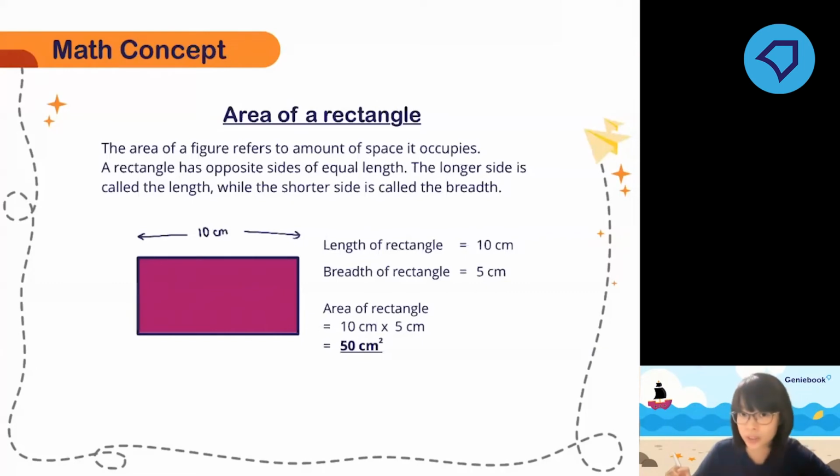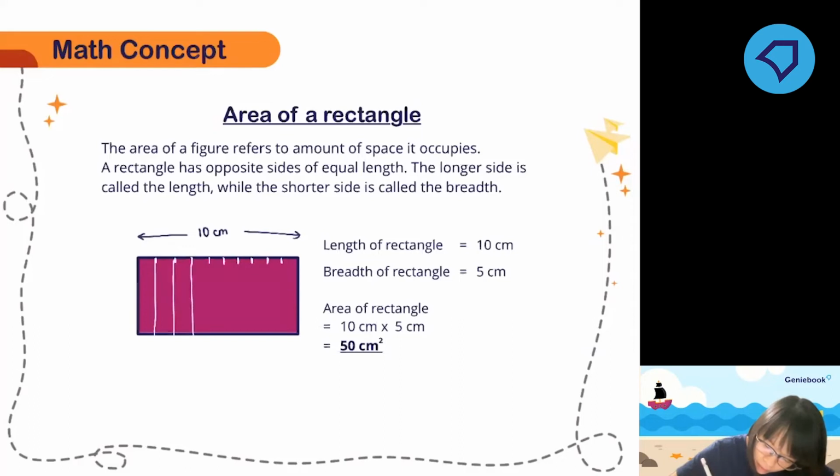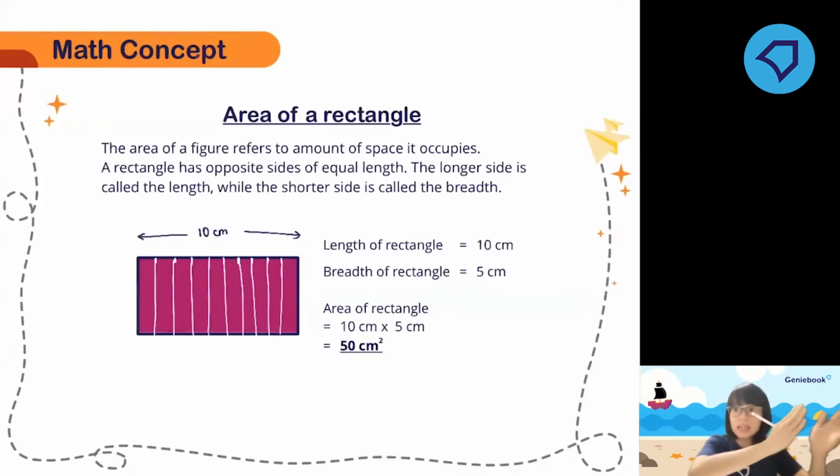So let's draw. I'll try to draw, might not be very accurate. So 1, 2, 3, 4, 5, 6, 7, 8, 9, 10. Okay, so everything is 10 cm, all right? So let me elongate this part here. Across the length, I can divide it into 10 equal groups because it's 10 cm, right? So I have 10 equal 1 cm squares in this case, okay?